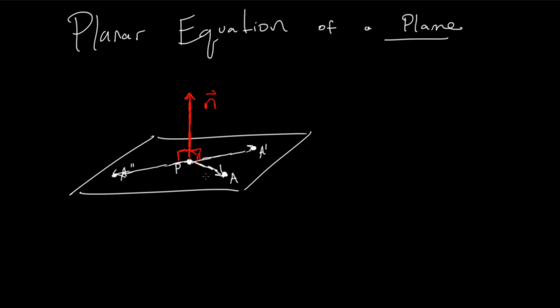All right, with that said, the next thing you need to think about is what is true about perpendicular vectors, right? If I take the vector PA and the vector n, what is true about these two vectors? Well, they're perpendicular, which means that their dot product is 0. They are 90 degrees from each other. Their dot product is 0. And this is the planar equation of a plane.